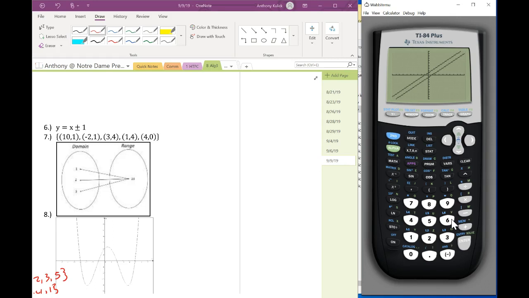No. No, right? Why not? Yeah, it fails the vertical line test all over the place, right? Y equals x plus or minus 1 is this pair of parallel lines. Anywhere you draw a vertical line is going to intersect this twice. Does that make sense?